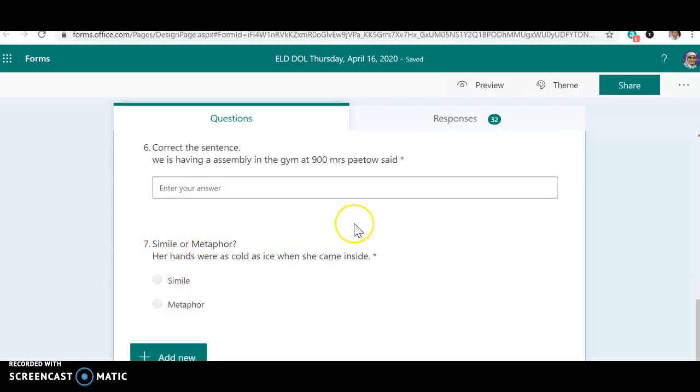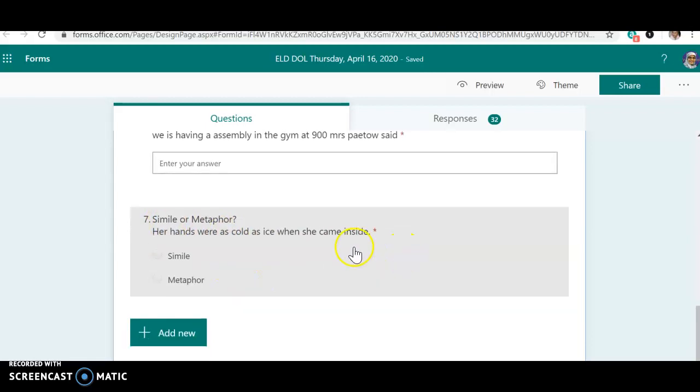Simile and metaphor, just a quick review. Both simile and metaphor are used to compare things. When you see a sentence that is comparing two things and you see the word as or like in it, that's a simile. If you don't see as or like, but you still see two things being compared, that's a metaphor. Her hands were as cold as ice when she came inside. You see as here, so this is a simile.